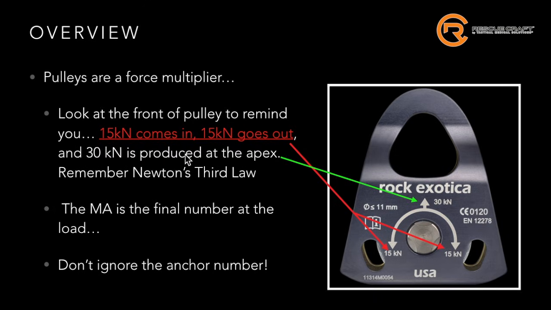So remember Newton's third law when we're doing this. The MA is the final number that's going to be at the load, and don't ignore the anchor number. And we'll see in some cases the tensions that are on the anchor are greater than the tensions we're actually hauling.